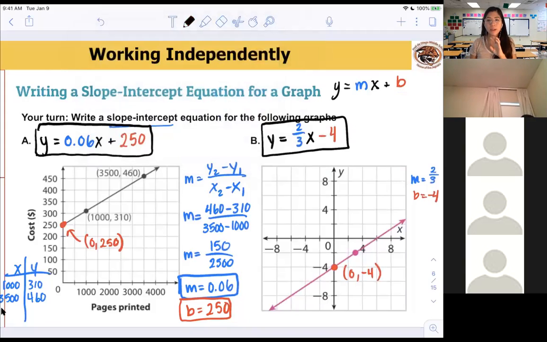So anytime it asks you to figure out what is the equation, it's always going to be 3 steps. Find the slope, find the y-intercept, write the equation. Questions?